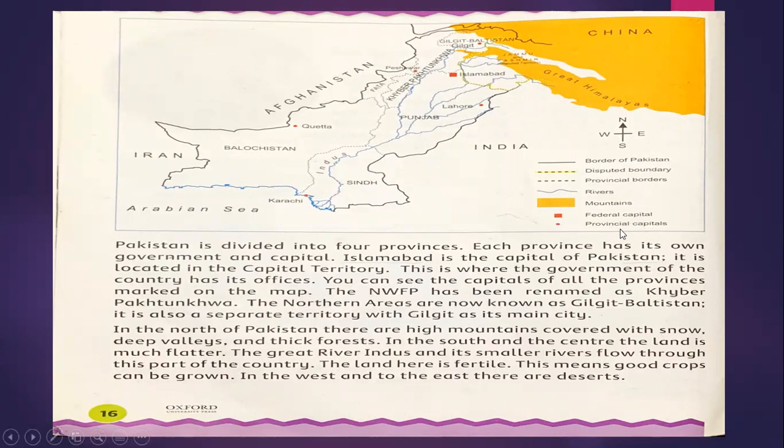Okay, children? Big red mark, it's the federal capital, Islamabad, capital of Pakistan. It is located in the capital territory. Capital territory we call where we have the capital city and the government. What is capital territory? This is where the government of the country has its offices. Understand? So what is government?